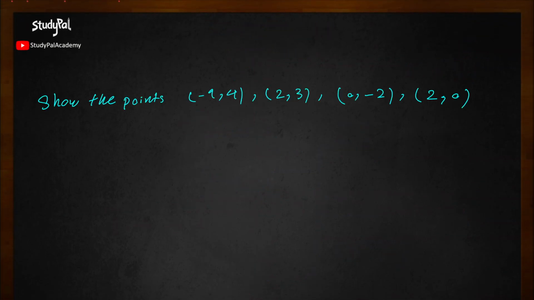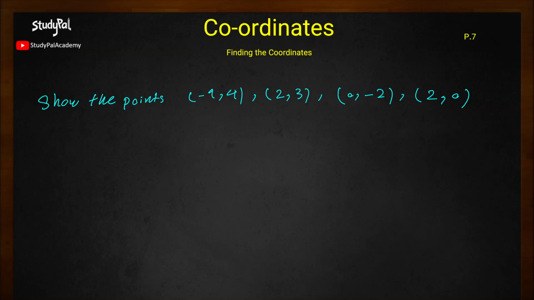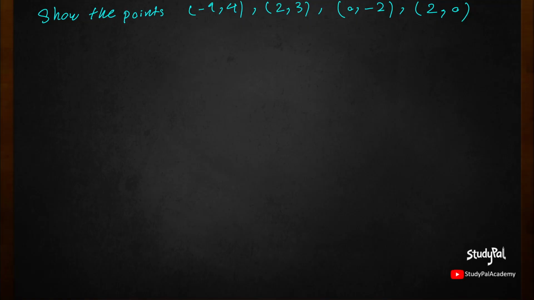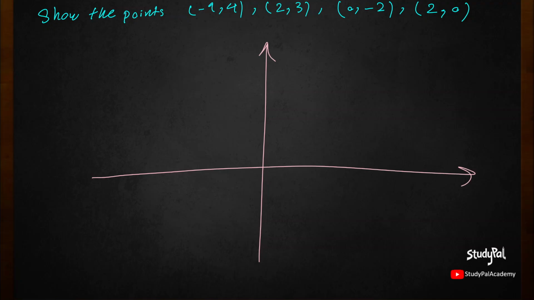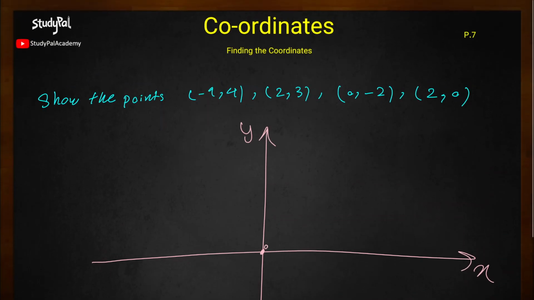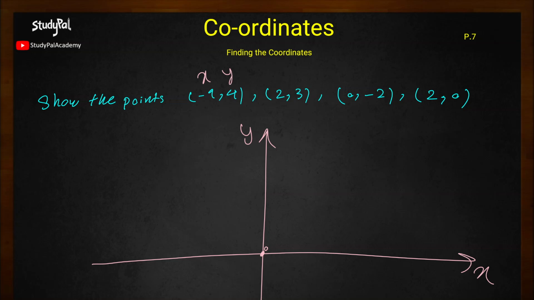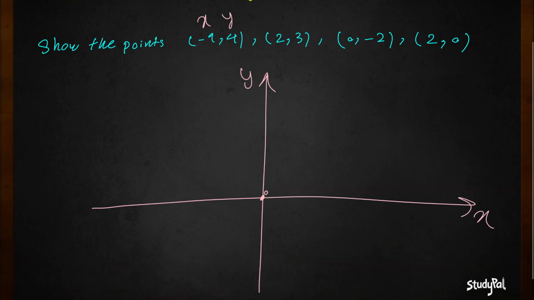So in this slide, I'm going to show these points on the coordinate system. First, we need to have a coordinate system. How? By two number lines whose 0 coincide. This is 0 for both, or we call it the origin. So this is X, this is Y, and as you remember, this should be X and this was Y.